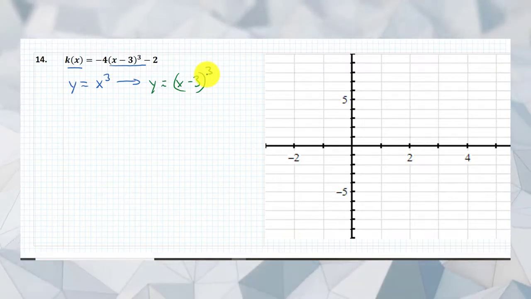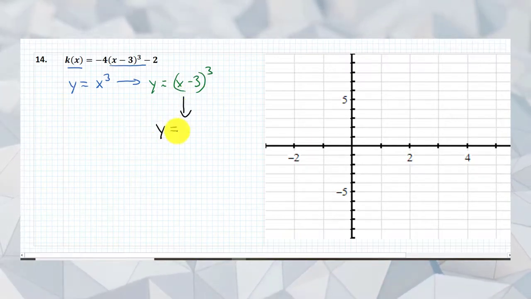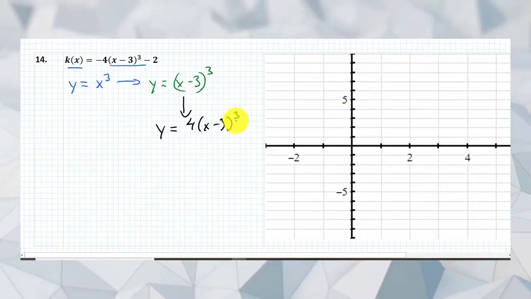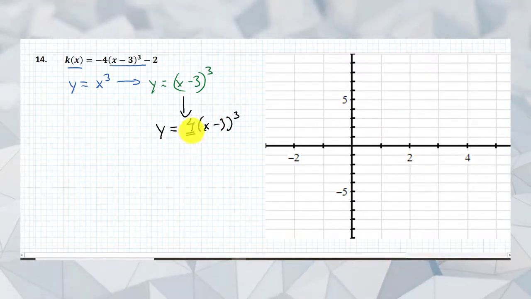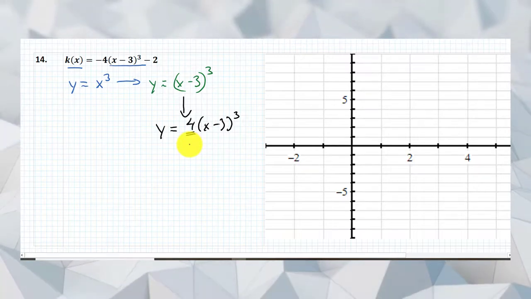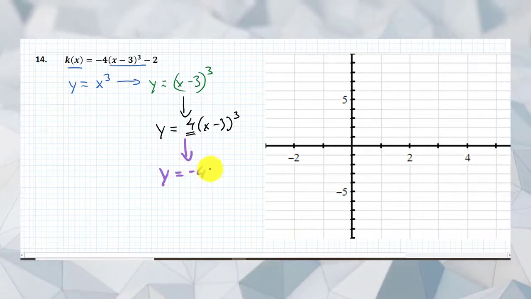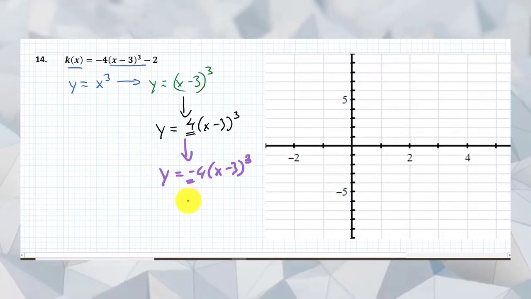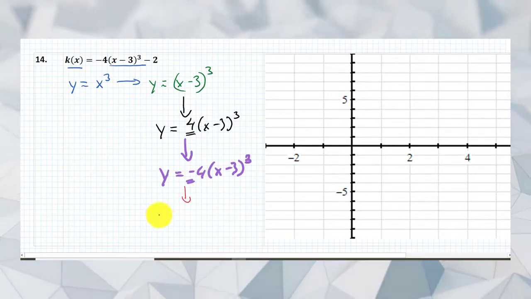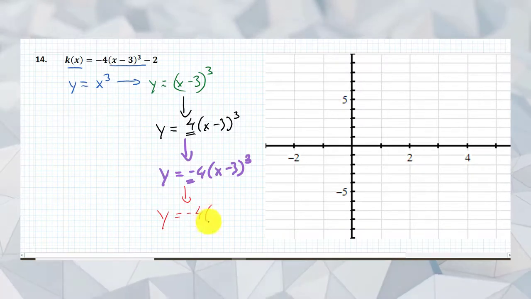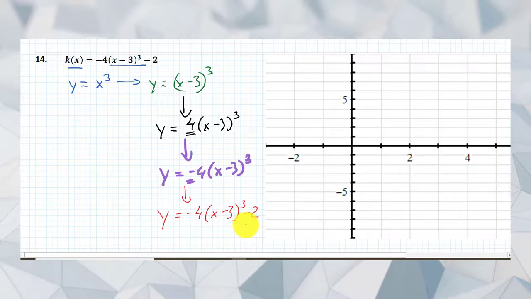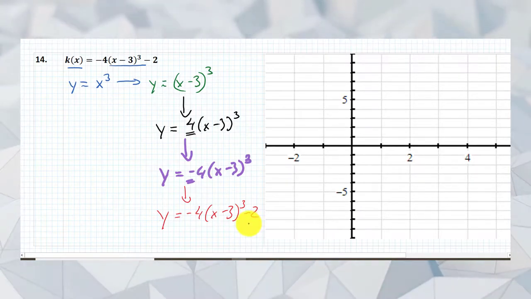Then from here, I'll go to y equals 4 times (x - 3) cubed. This is a vertical dilation by a factor of 4. I'm playing with the y's now. Then from here, I'll go to y equals -4 times (x - 3) cubed. This is going to be a reflection across the x-axis. And finally, I'll land on y equals -4 (x - 3) cubed minus 2, a vertical translation 2 units down. So let's follow the sequence.